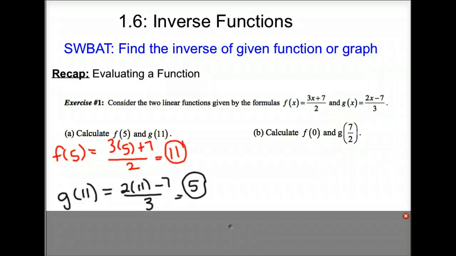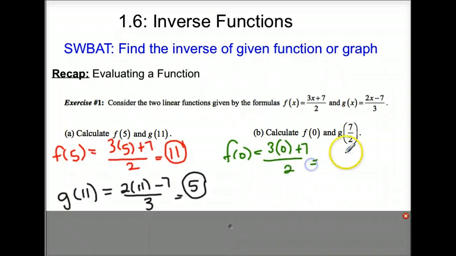Let's try 2 more. f of 0. Using my f function, this is (3 times 0 plus 7) over 2. This will give me 0 plus 7, 7 over 2, or 3.5 is fine. Either one works for me.